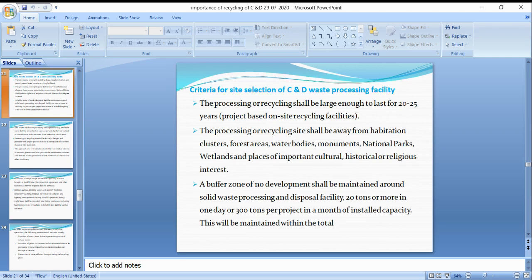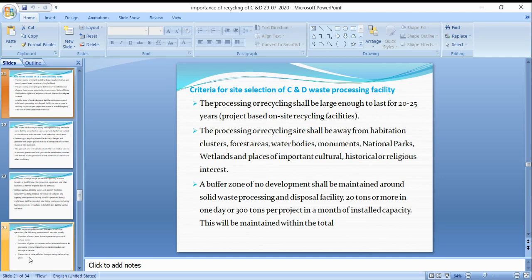The processing or recycling site shall be away from habitation clusters, away from the public, and away from the forest area. It should be away from water bodies and monuments, national parks, wetlands, and places of important cultural, historical or religious interest. So if you are keeping these C&D waste processing facilities, they should be far away from forest areas, water bodies, national parks, and places of historical or religious interest. We have to select a site like that.